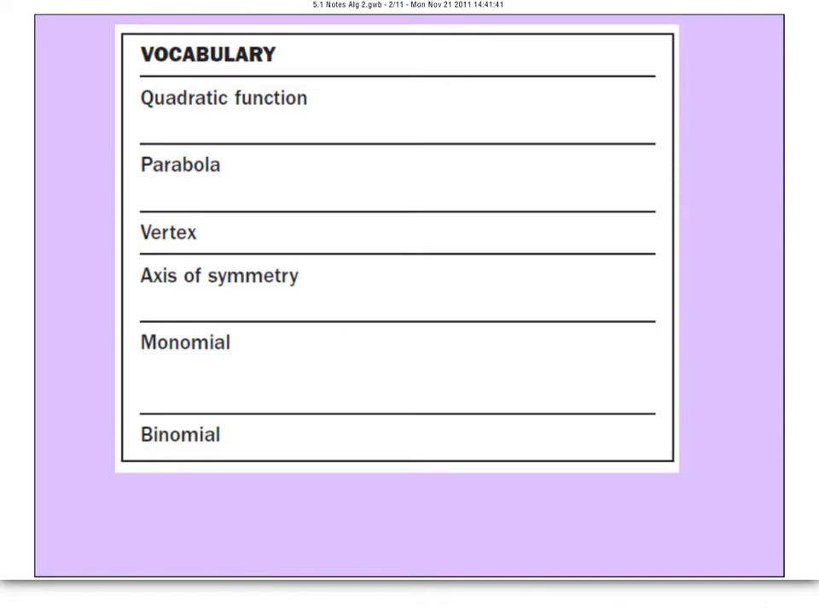Learning objectives C and D: we're going to write quadratics in standard format and we're going to multiply binomials. So I want to go back to this vocab page first and finish our vocab. What is a monomial? What's a binomial?